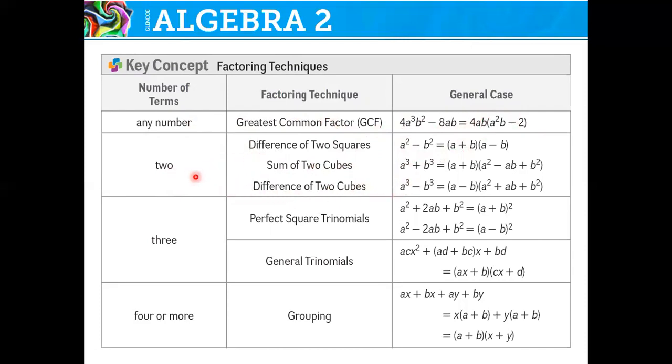If not, it's prime. If I have three terms, I'll think about perfect square trinomial, which is a squared plus 2ab plus b squared, and a squared minus 2ab plus b squared, which will be factored as a minus b squared. If it's not a perfect square trinomial, we'll go to the general formula to use guess and check. If it's four or more terms, it's by grouping.